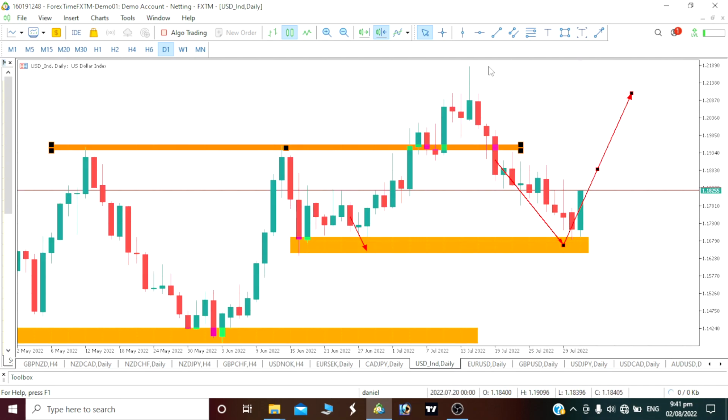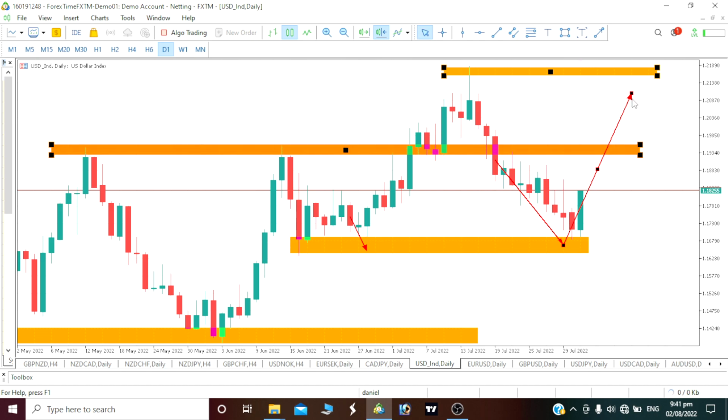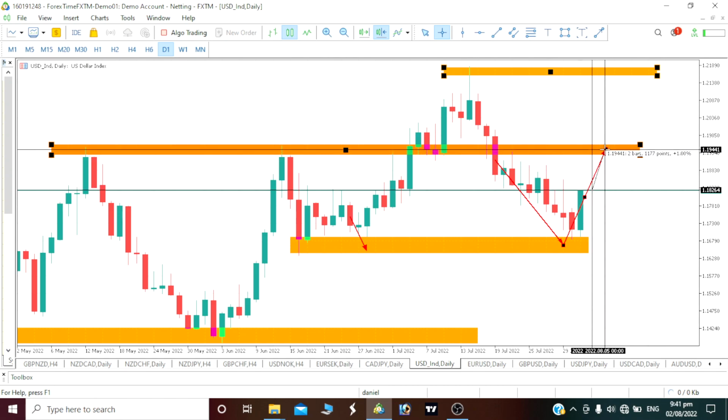Now, before we hit this key area that we are aiming for on our USD index, we would want to take out this high here, which is our resistance level. As you can see, we still have a few more pips to hit it, and we believe we'll be able to hit it very soon, which is about 120 pips to go.